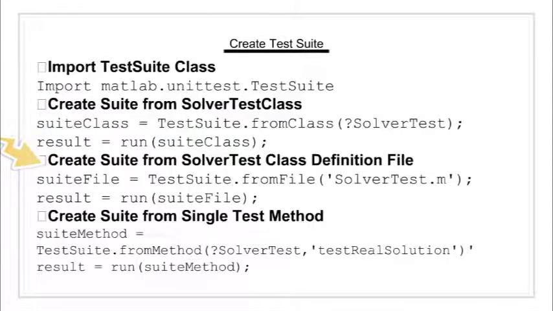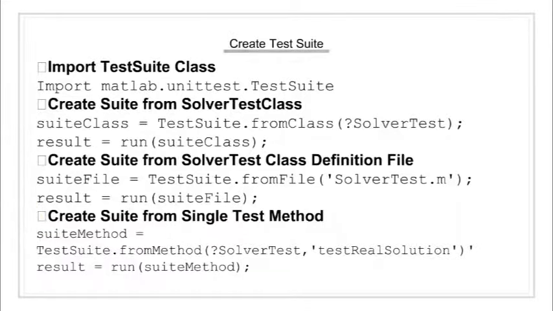The second way is you can create the suite from the class definition file. Here, using the from file method and passing the class file, you can create the suite. Then using the run method you can run the tests. The third way is you can create the suite from a single test method. Here, using the from method and passing the class and function name, you can create a test suite with only some particular test cases.